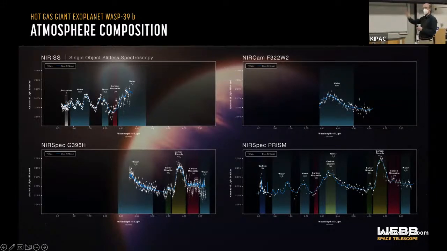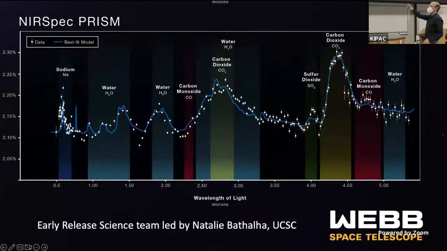Webb has multiple spectrographs looking at different wavelengths of light. We can see features, for example, from water in the planet's atmosphere. It doesn't mean liquid water. It's got a temperature of 900 degrees. It means water vapor, but it's there.